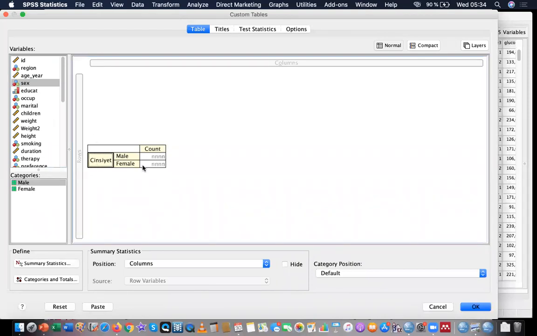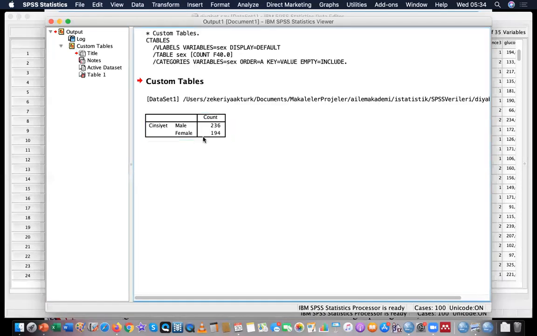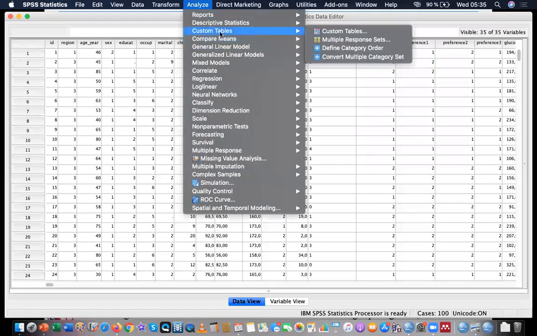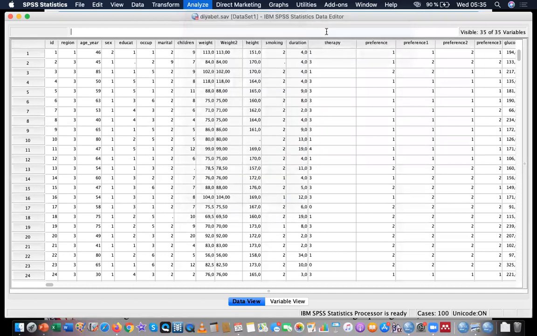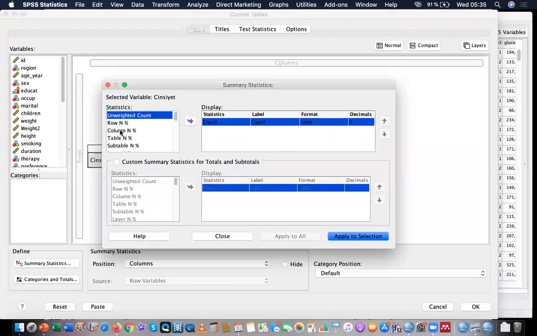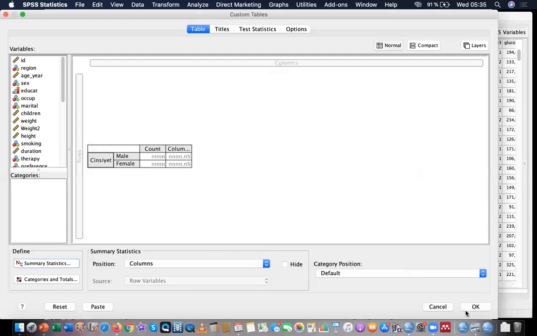You see, if I have only this and click OK, you should say, Professor, this was not correct. Male, female, yeah, good table, but only count N, only N is not appropriate. With a categorical variable, we should see, besides the count, the percentage, column percentage. Okay, apply and okay.